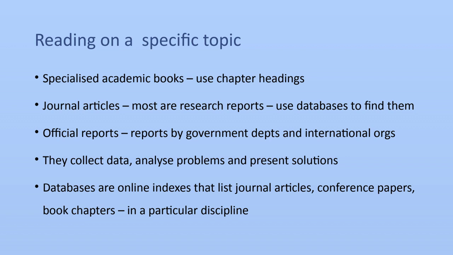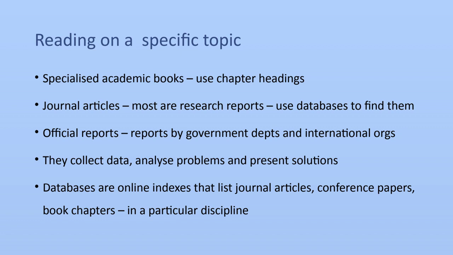So, reading on a specific topic. If you're reading specialist academic books, use the chapter headings to give you an idea about whether that chapter will cover something you want to read about or information you're looking for. Journal articles, most are research reports. You could use databases to find them. If you go into the GCU library, you have the Discover bar at the top, but you've also got lots of little icons which can take you through specialized searches, and one of them is databases.